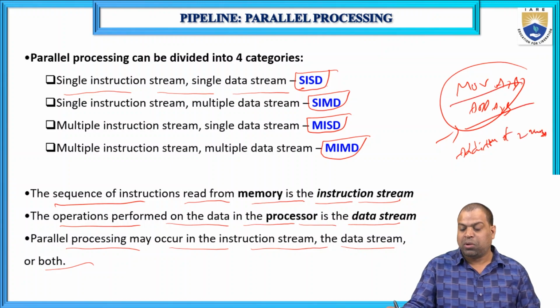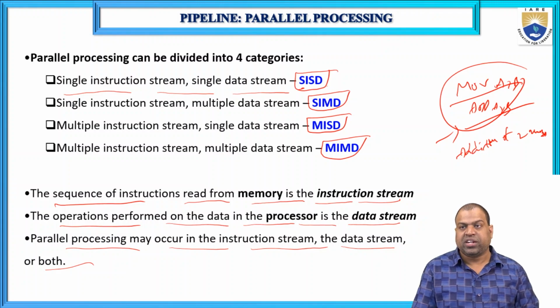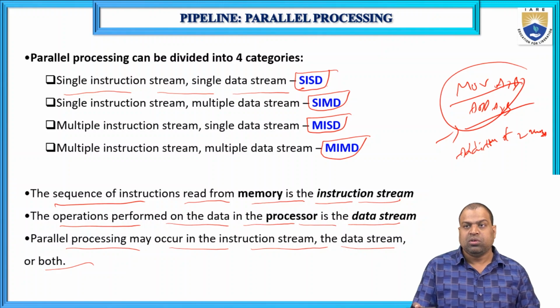But what does that mean? Multiple instructions are there, but I need a single data. Why? Because this completely belongs to only addition of two numbers. So multiple instructions are there, but I only need a single data. But sometimes what will happen? Multiple instructions are available, multiple data should be needed.